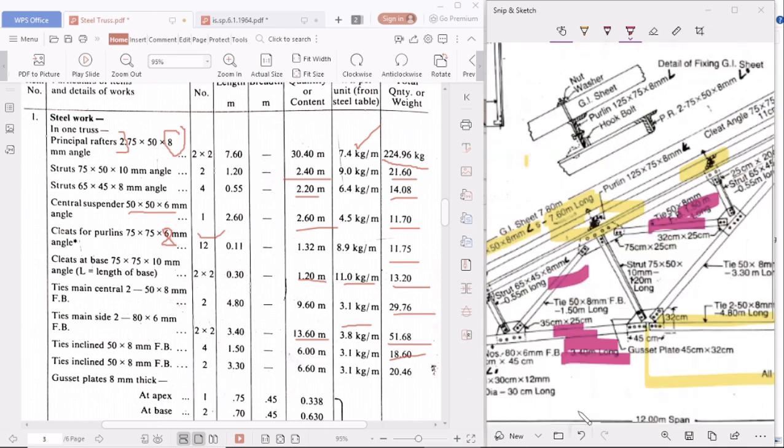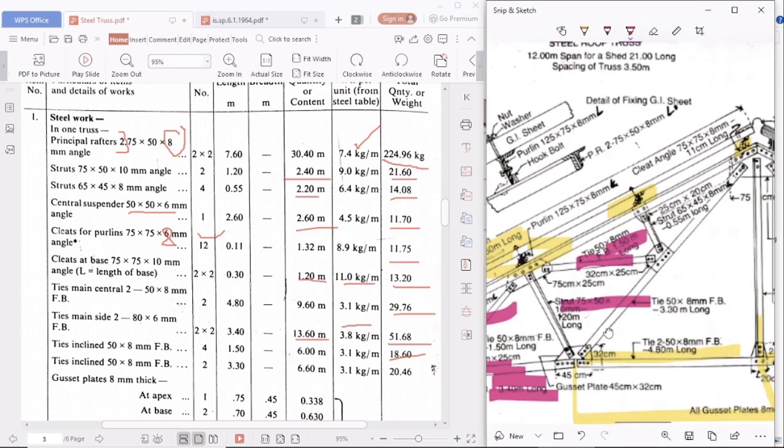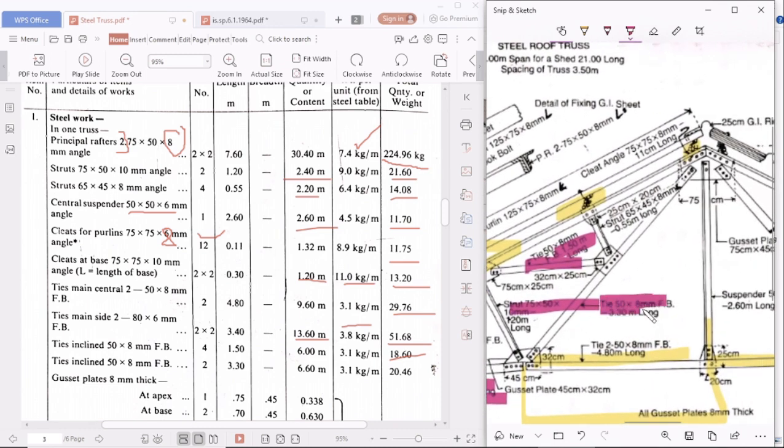Then only one we have, what? The big inclined tie. See here, this tie, that is 50 into 8 mm. So here one is there, another side, this is another one, which you can see, it is one, here another one. So two ties, so two. So what is the length? 3.30 meter. So multiply it, take the unit weight from the steel table, you will get 20.46 as the total quantity.